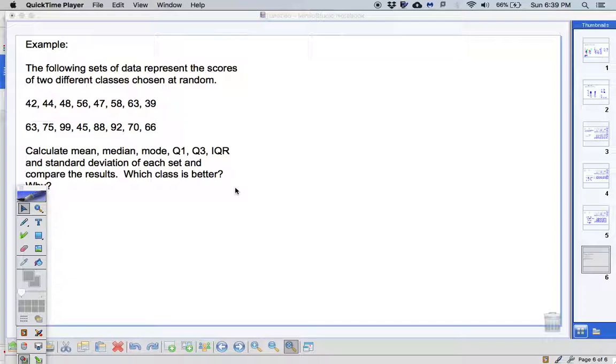Okay, we're going to talk today about putting everything together. So, by now you should have looked at calculating a whole bunch of different data from statistics as well as a whole bunch of different graphs. So, you should know things like mean, median, mode, Q1, Q3, IQR, standard deviation.